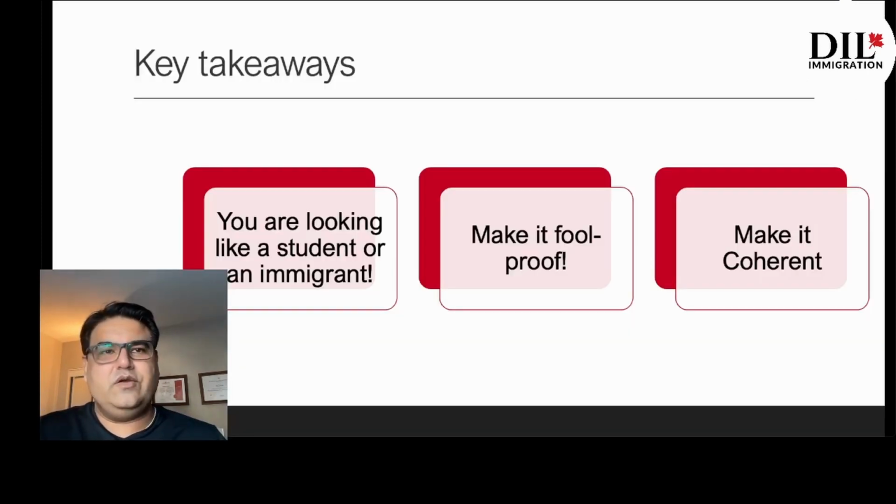So now let's talk about key takeaways. The first thing I would talk about is: from reading your study plan, is the visa officer thinking that you are a student or are you an immigrant? If he thinks that you are more of an immigrant, and you are not a bona fide student, he will reject. He will find reasons, right? It's based on perception. First people perceive and then they give rational reasons behind it, right?